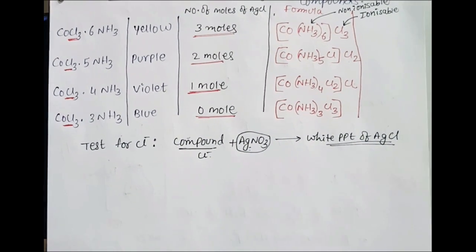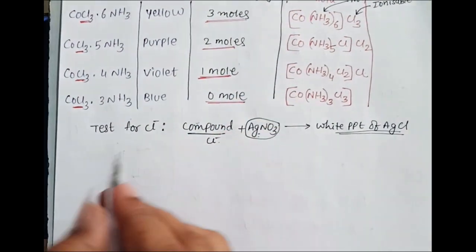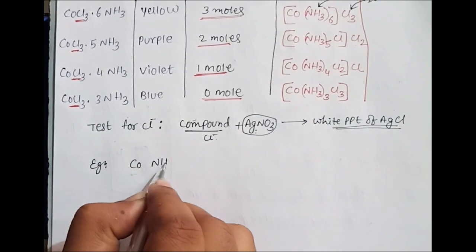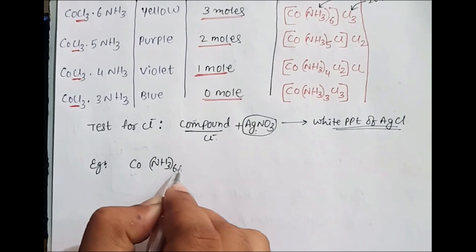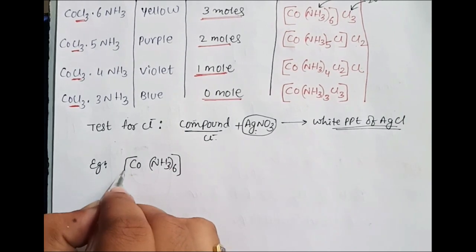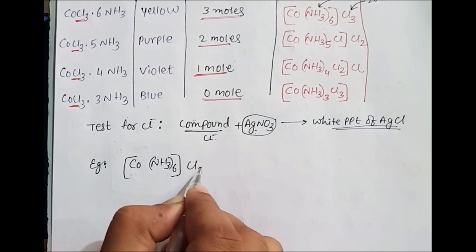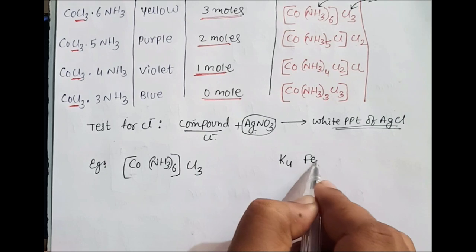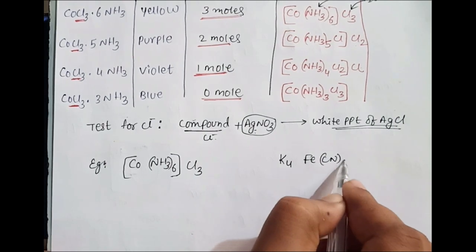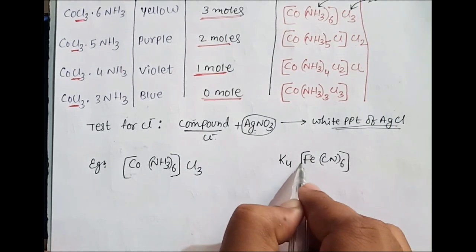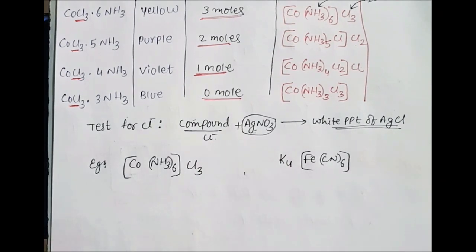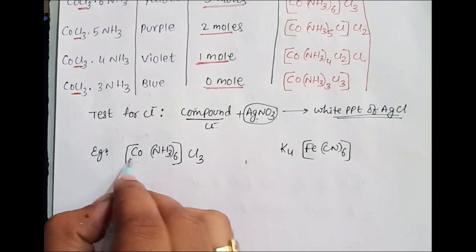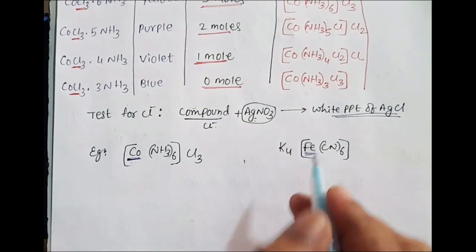So take example of some compounds. This one, I'll take this one. Example, Co(NH3)6 Cl3. This is the example for a coordination compound. Or you can have many examples, K4[Fe(CN)6]. It is also called a coordination compound. So based on this, he has given some postulates. Cobalt is a central metal and iron is a central metal.